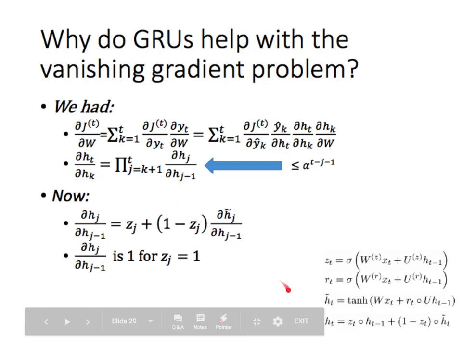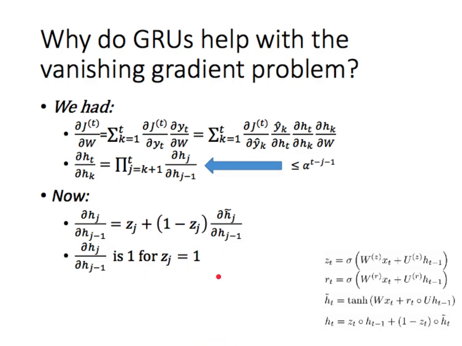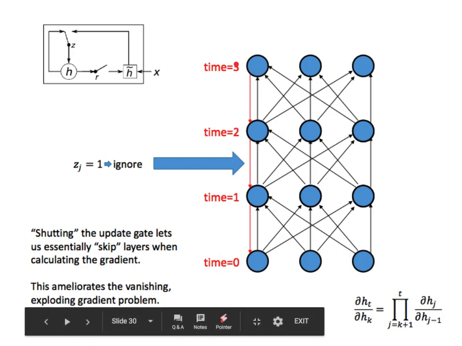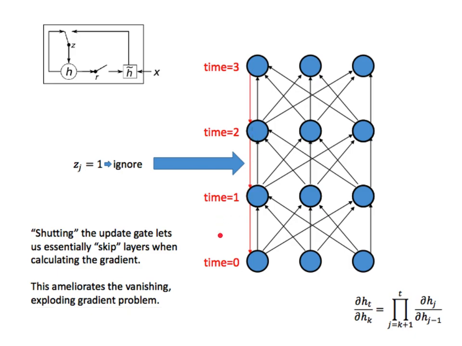And if our update gate is close to 1, then the formula essentially becomes h_t equals h_t minus 1. In that case, the gradient you get is essentially 1, so you are just multiplying by 1. In other words, you just get your error times 1 times 1 times 1, so your error just flows back to the previous time steps without much decreasing. That's how we solve the vanishing gradient problem. So far, does anyone have any questions?